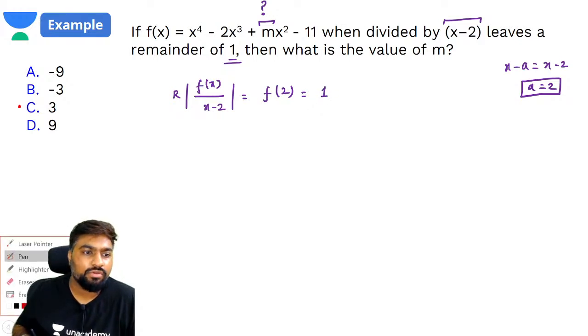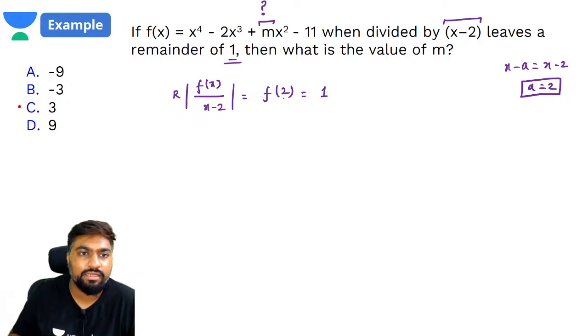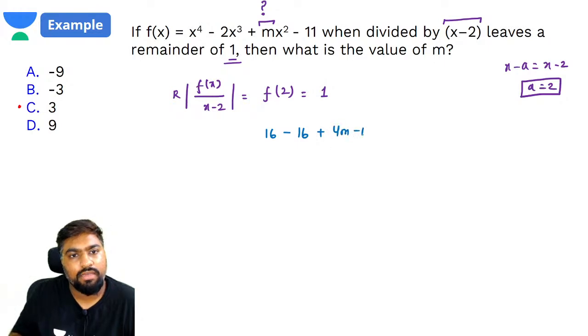All that we have to do now is plug in 2 in place of x and find out the value of m. So what will happen? F of 2: 2 power 4 is 16 minus 2 into 8 is 16 plus 4 into m minus 11 is equal to 1. This goes off. What do you have? 4m is equal to 12, or m is equal to 3.